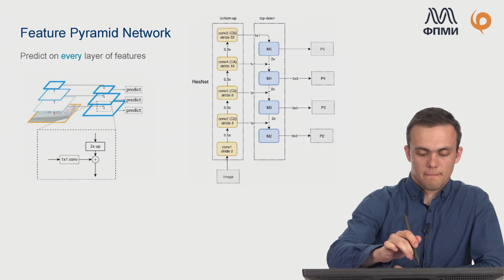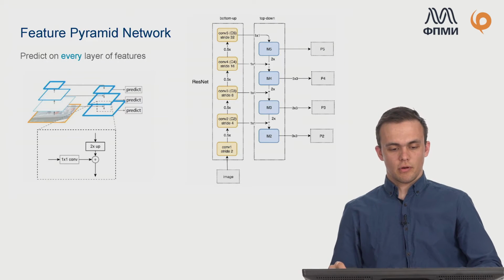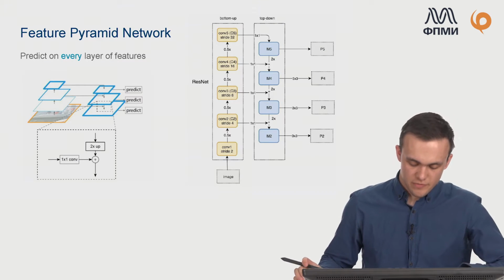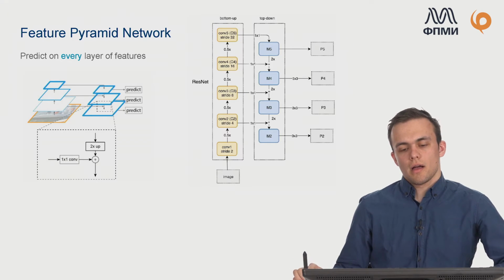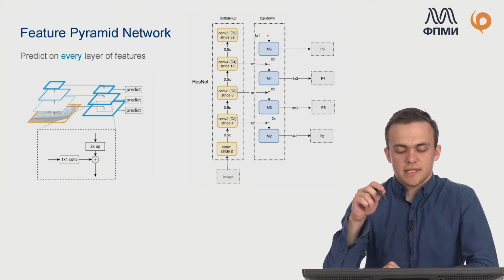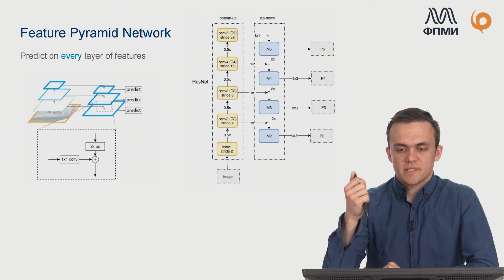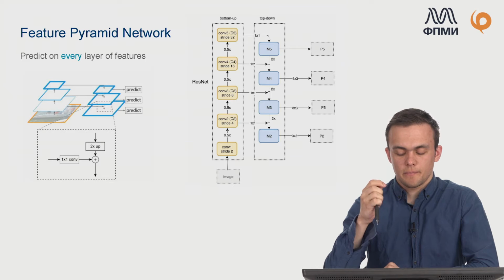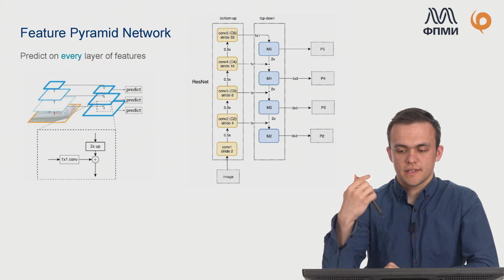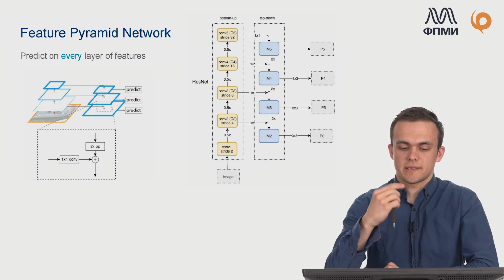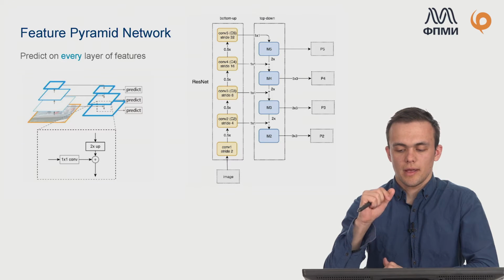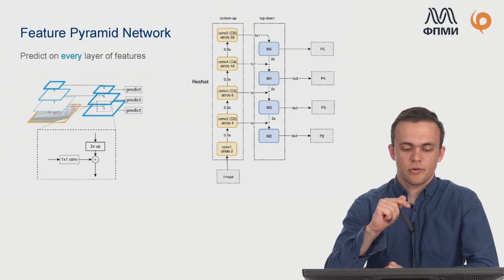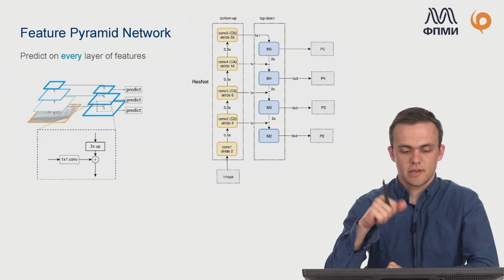Okay, so let's move on to the next part of our lecture. We will discuss now state-of-the-art, well, actually it's not the state-of-the-art, it's the approach that the state-of-the-art is based on. And this approach is called feature pyramid network.